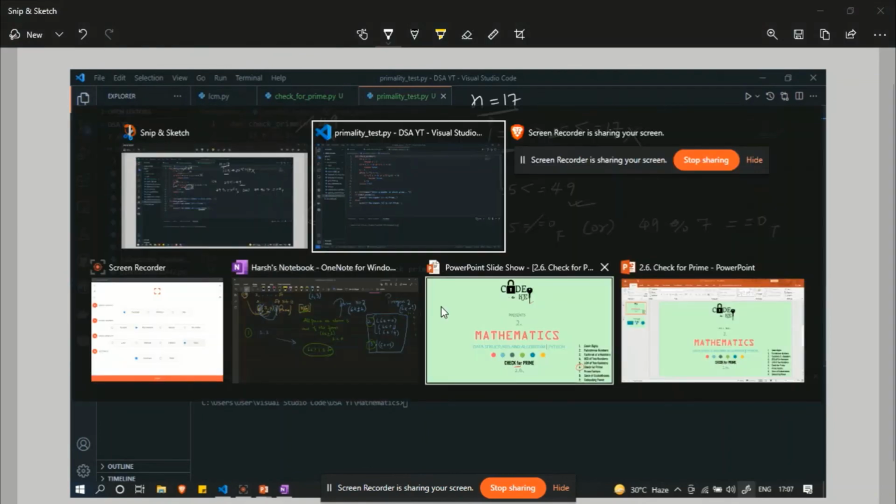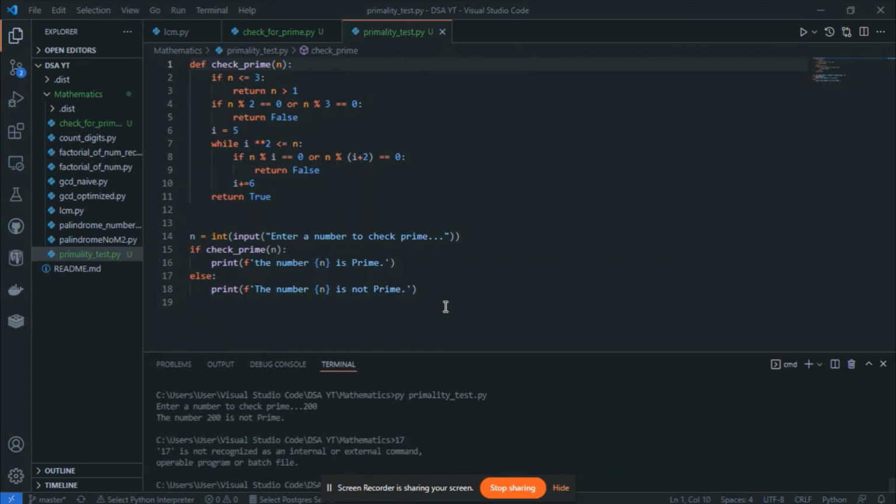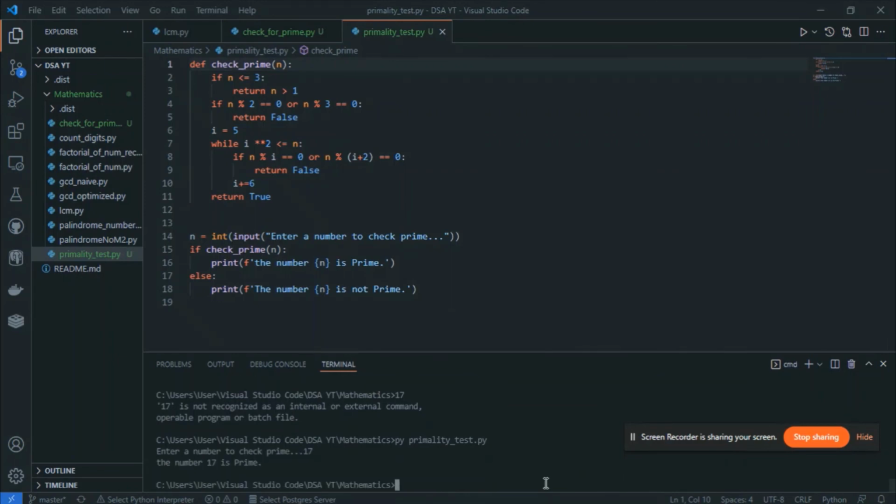Now let us run the probability test, and let us check for something like 200. Is it prime? Another prime number, 17. Is it prime? Oh, sorry. 70. Is it prime? Right.